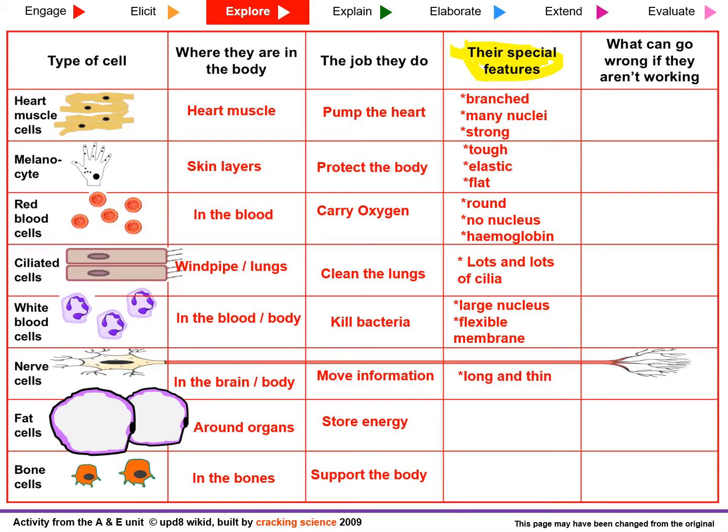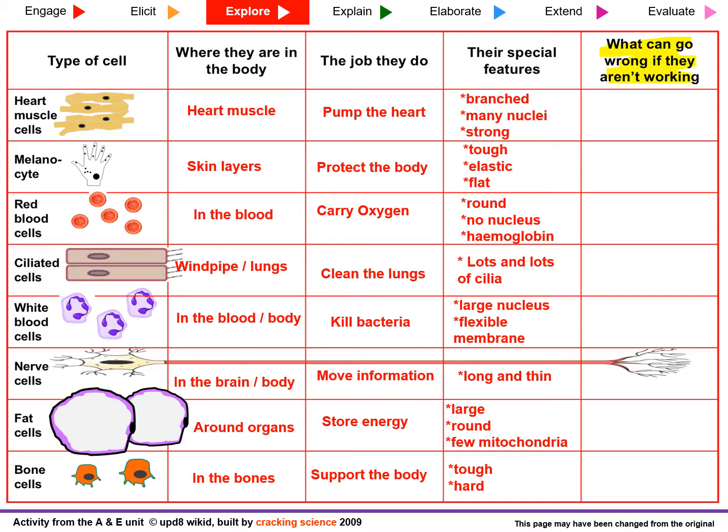Nerve cells are very long and thin so that they can move information over really far distances very quickly. Your fat cells are relatively large and round, and they've got very few mitochondria because we don't want to use the energy in the fat cells. We want to store the energy that's in our fat cells. And then our bone cells are very tough and hard because they're going to be forming our tough but flexible bones. All right, so then that is all of their special features.